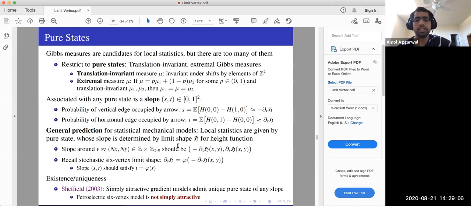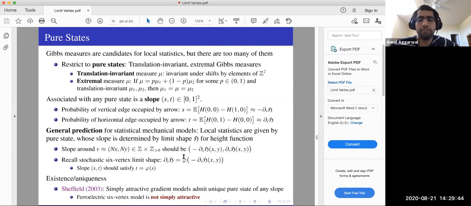If we recall the limit shape result from the previous slide, we can derive a consequence of this prediction. Recall that the limit shape said that partial y of h was equal to phi of minus partial x of h at (x, y). So what that's telling you is that these two components of the slope should be related, namely T should be phi of S. If you believe this prediction, then the local statistics at any point should be given by some slope (S, T) where T is phi of S.